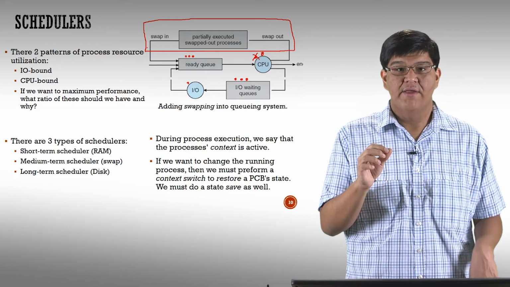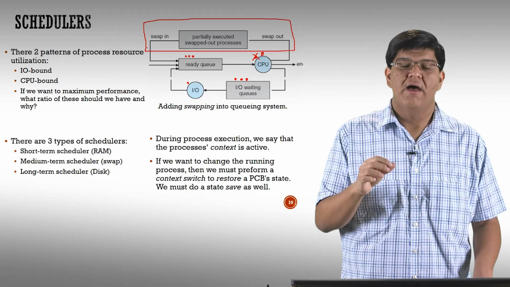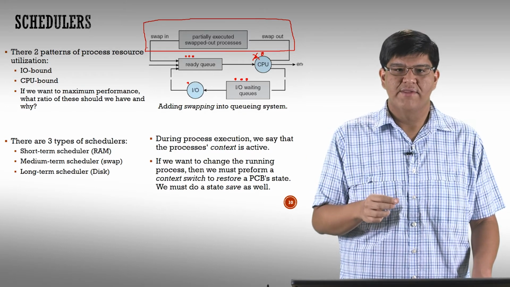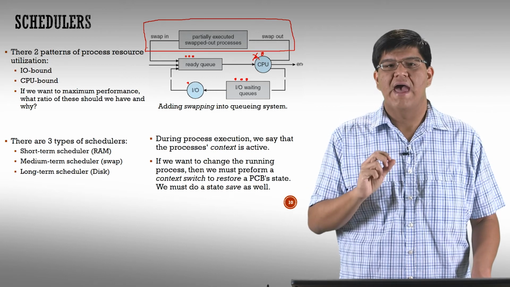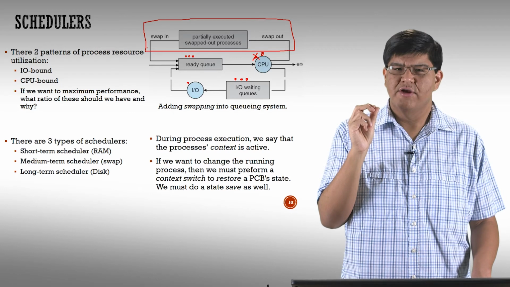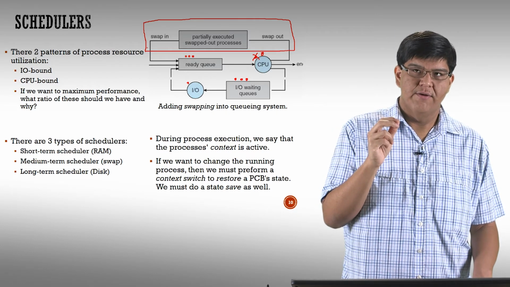Now, some additional terminology here. When we take a process out of the ready queue and put it on the CPU, what we say is that a context switch is occurring. I'm switching to a new context. Now that process's context is active. So that's one term.